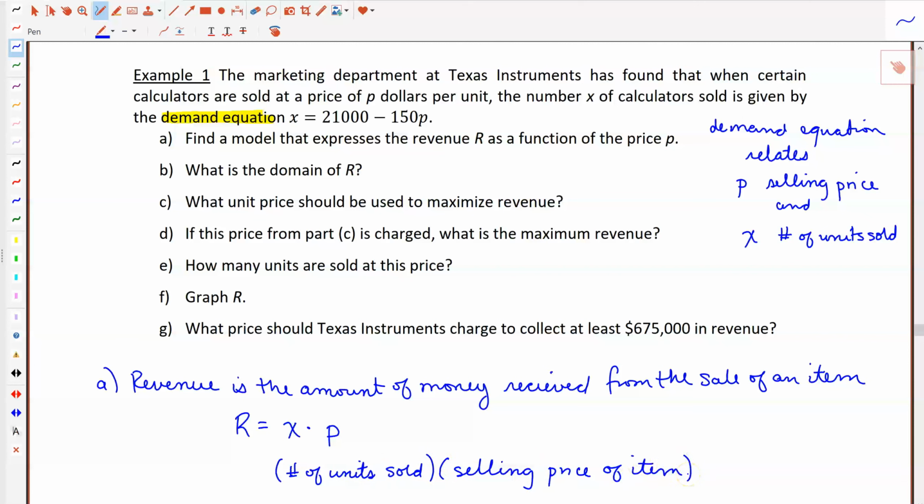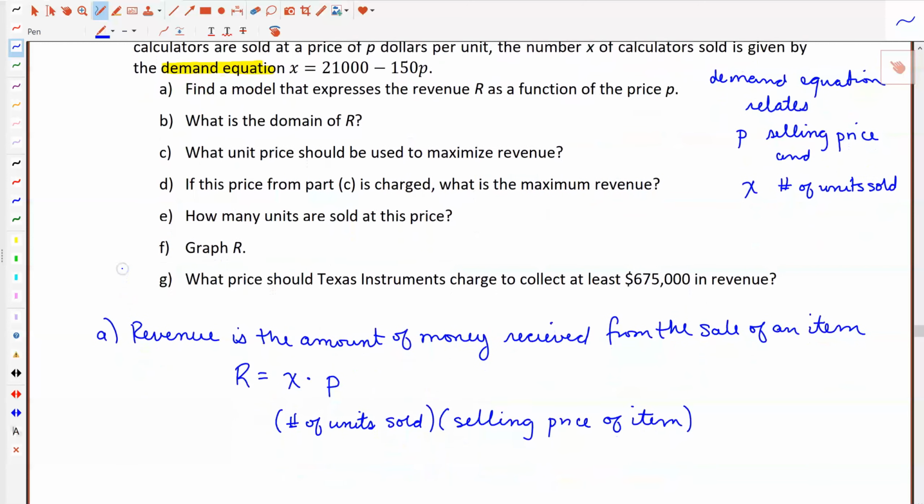So if you tell me how many units are sold and how much the cost is for each item, we multiply those things together and that gets us our revenue, which is how much money we brought in for selling that item. Keep in mind that revenue is different from profit. Profit is going to be the revenue minus the costs it takes for the company to build and design the item. We're just looking at the revenue, which is the amount of money brought in. So the revenue is X times P, and then I have this wonderful demand equation up here that relates those two variables to each other.